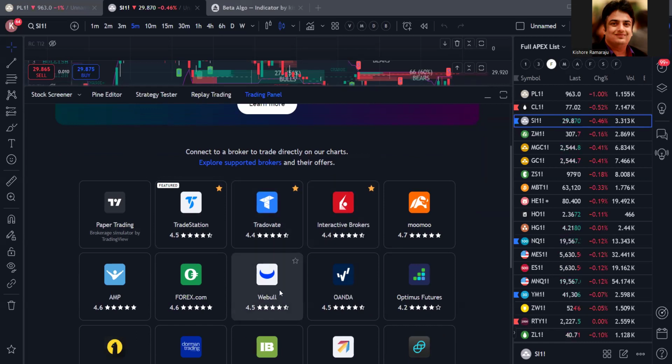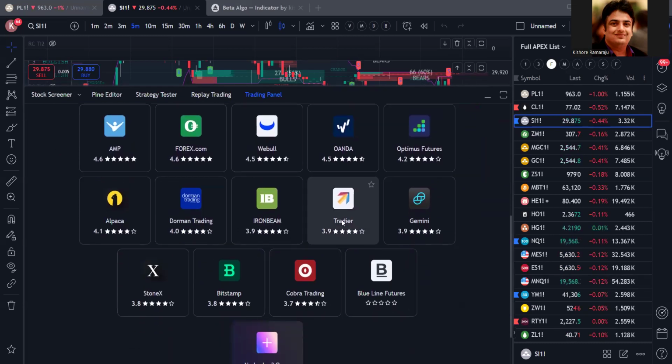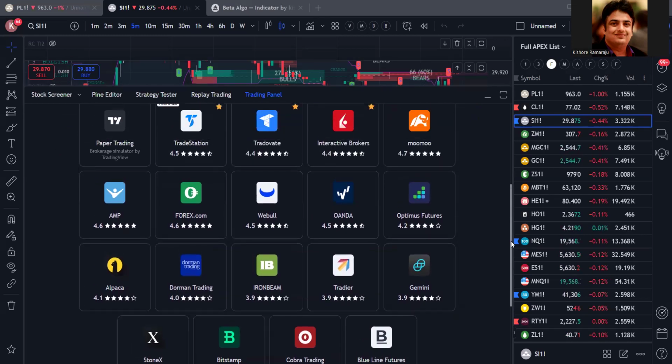If you want to buy stocks, you can use Webull, or you can do futures in TradeStation, TraderWeight, like that. Trade here. There are a lot of different types of accounts. Whichever you want, you can use them.